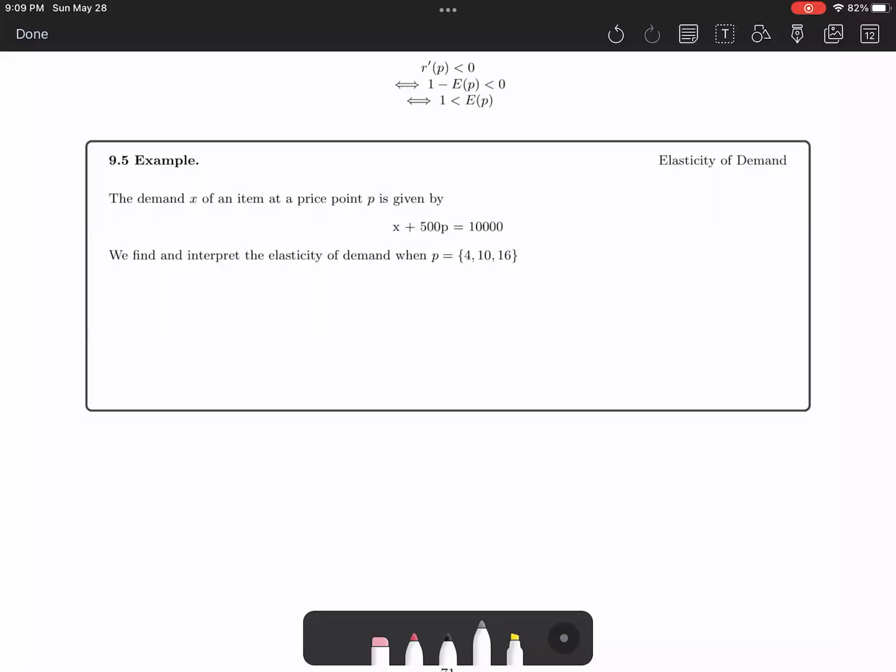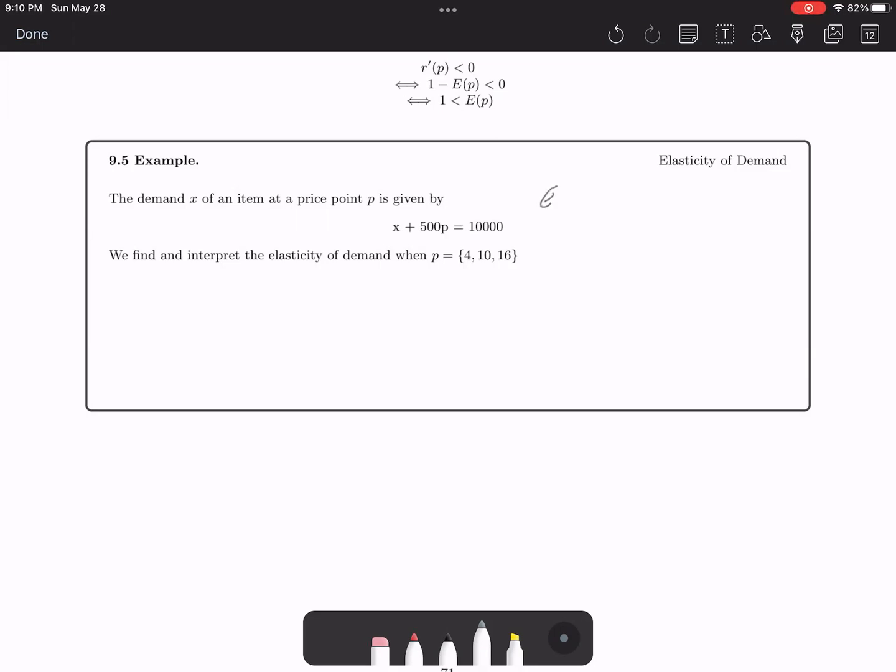Let's work on this example here. The demand X, so the number of items that we can sell at a price point P, where P is the price per item, is given by X plus 500P is equal to 10,000. We find and interpret the elasticity of demand at 3 different price points.